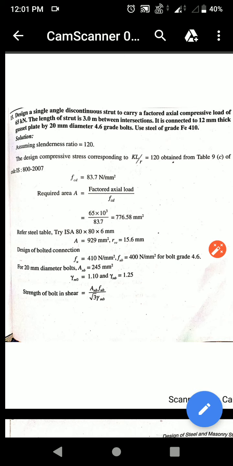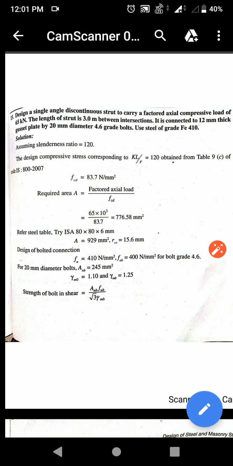So the question is, design a single angle discontinuous strut to carry a factored axial compressive load of 65 kN. The length of strut is 3 meters between intersections. It is connected to a 12 mm thick gusset plate by 20 mm diameter, 4.6 grade bolts. Use steel of grade Fe410.